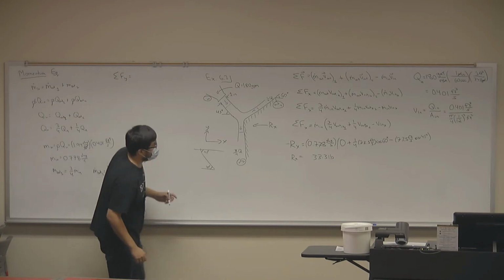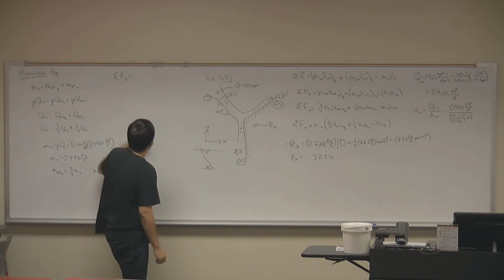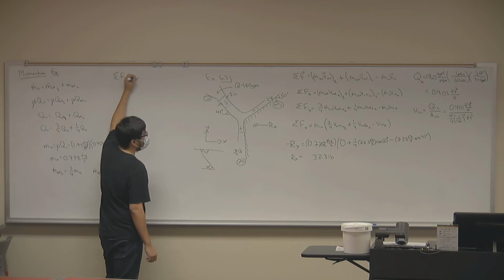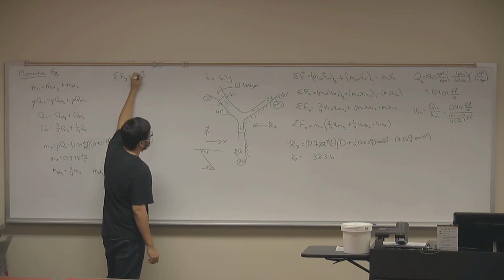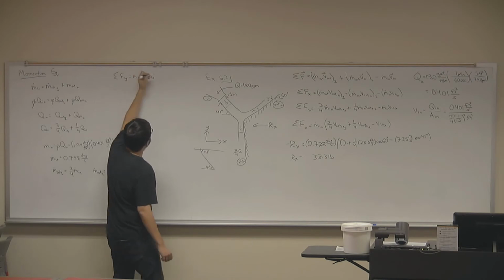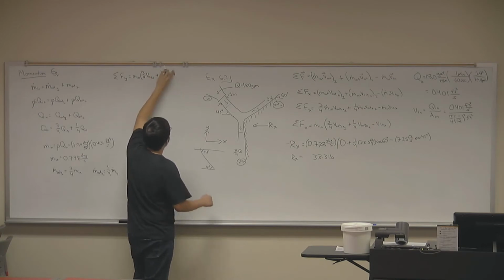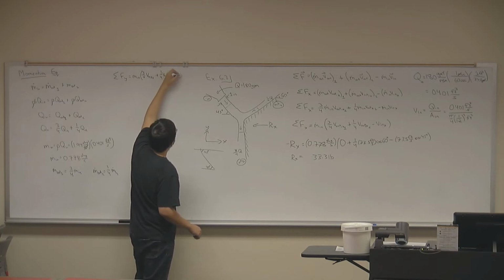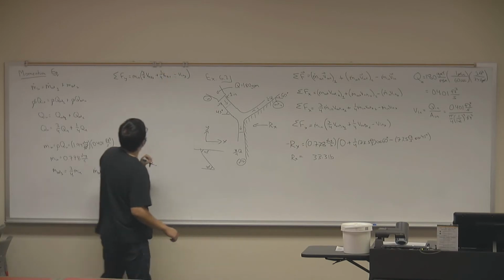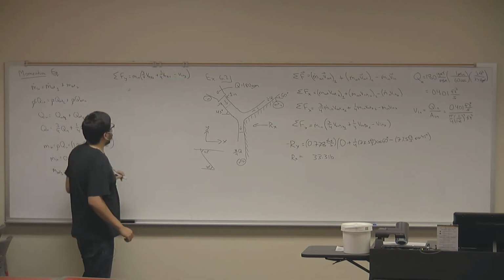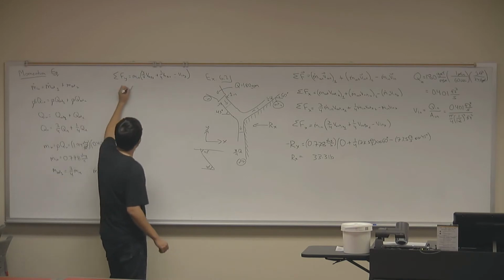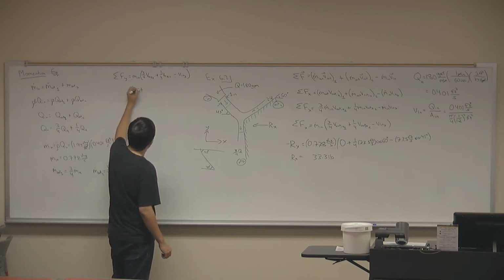So let me just write the equation that we came up with. We got that the sum of forces would equal mass flux times 3/4 of the y component of the velocity leaving the system, plus 1/4 of the y component of the velocity leaving the system, minus the velocity entering the system. We know what mass flux is. I'm just going to write it down, 0.778 slugs per second.